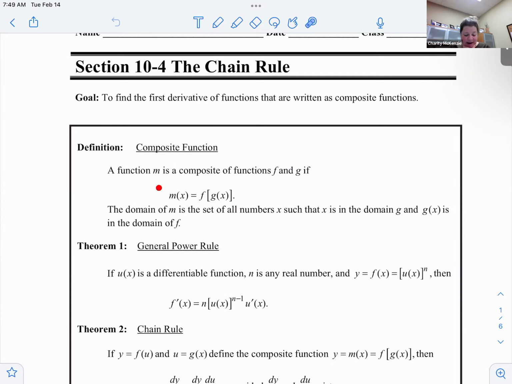Basically, it's talking about composite functions. Remember, putting a function inside of a function. So if I say f of g, or you could use parentheses, you were putting the g function inside of f. That idea comes into play.